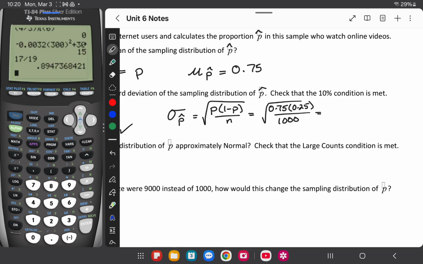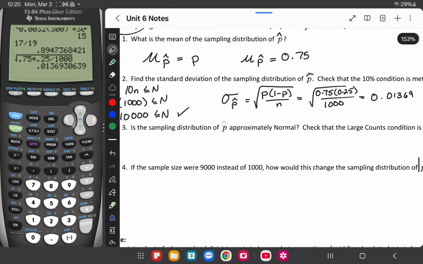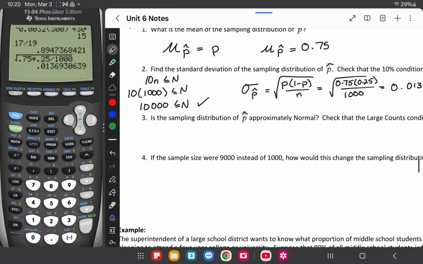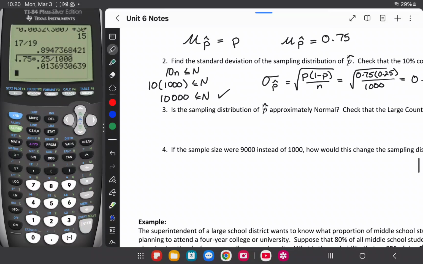So we'll go ahead and take the square root of 0.75 times 0.25 divided by 1,000, which is going to tell us that our standard deviation is approximately 0.01369 if I go out to that fifth decimal place. Next, let's go ahead and see if our sampling distribution of p hat would be approximately normal. In other words, let's do some practice with checking our large counts condition.